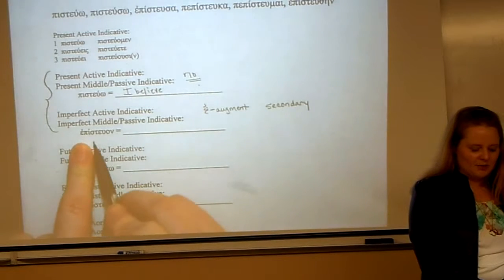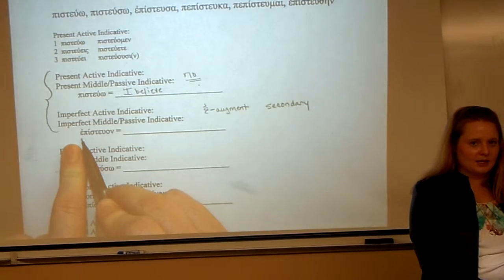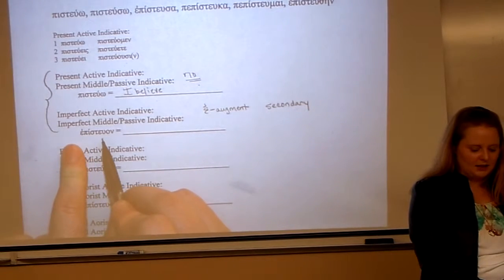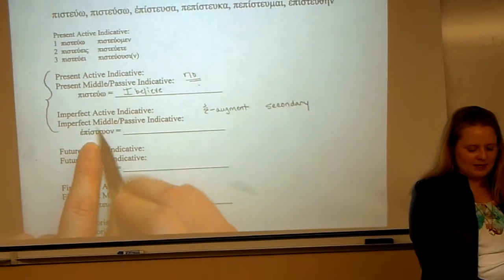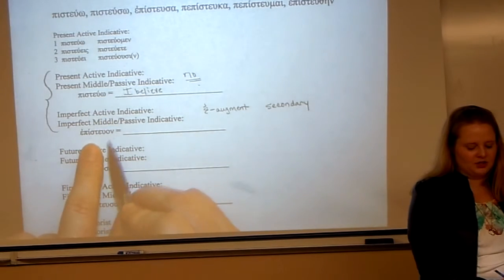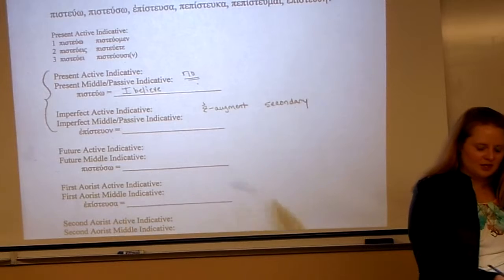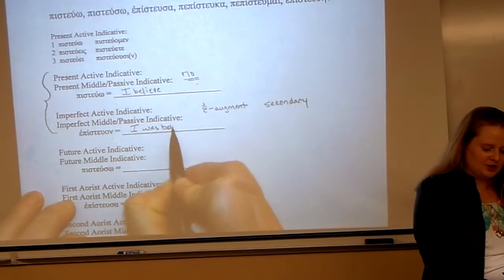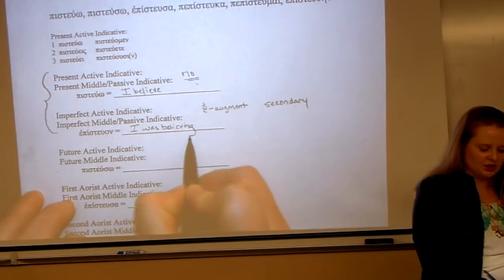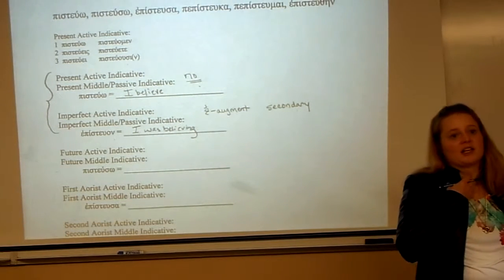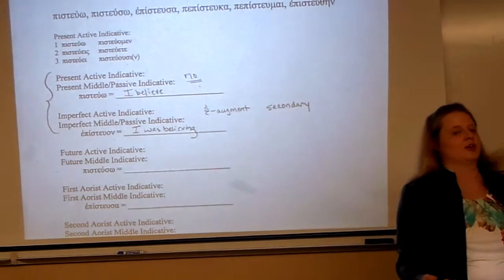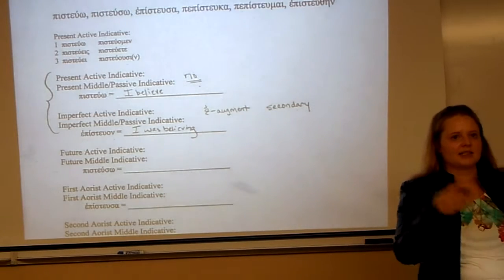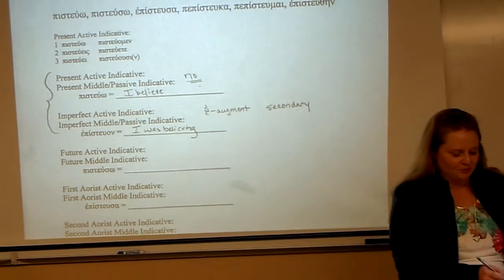This is the verb form then. See the epsilon augment? Episteuo, that's the same stem as it is up here. And then on, your secondary endings. This means I was believing. It's like showing that video of your graduation. I was walking down the aisle. I was getting the diploma. So it's like this past tense that's kind of like told as a story.